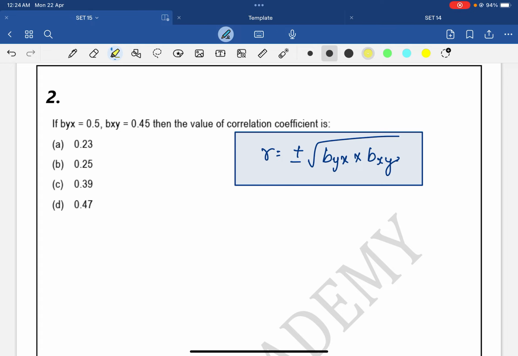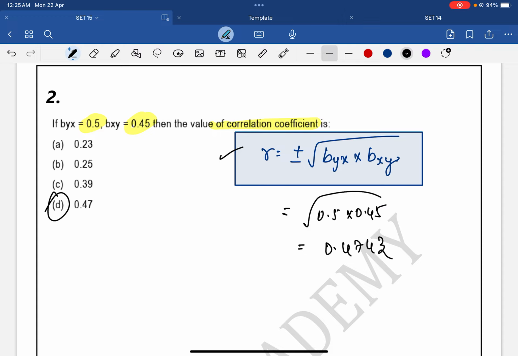Question number 2, b_yx is equal to 0.5, b_xy is equal to 0.45, find the value of correlation. There is a formula: r is equal to plus or minus root of b_yx into b_xy. The plus or minus will depend on the sign, here it is negative, here it is positive, but now it is not going to affect you. So directly take a calculator, 0.5 into 0.45, then press the root button, and you will get 0.4743. So the answer is going to be option D.